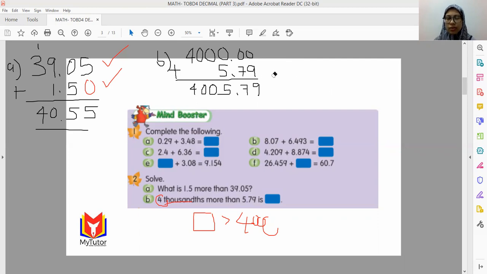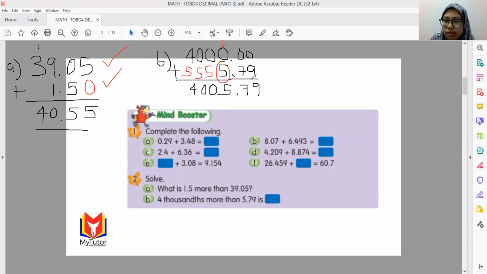Okay, 4,000. Now that we have 4,000, we know that 4,000 needs to be added to 5.79. But do you know where to place 5.79? Anyone? We have 1, 0, 0, 0 here. I put 5 in this spot, at the last zero. Why can't I put it here? Or why not put it here? Why do I put 5 here? Does anybody know why?